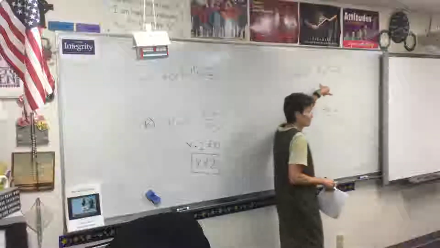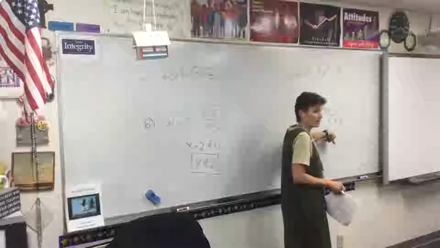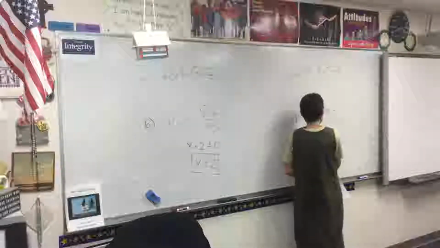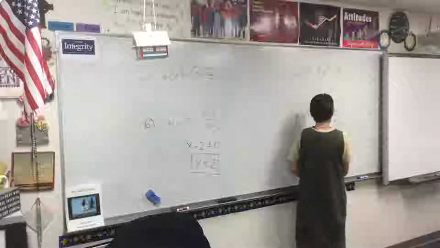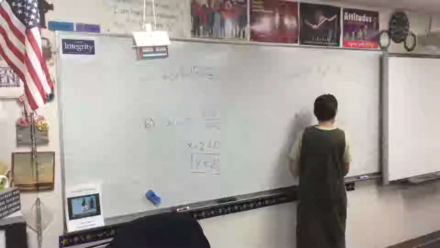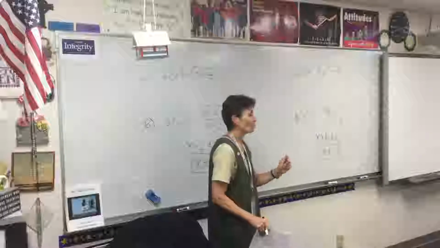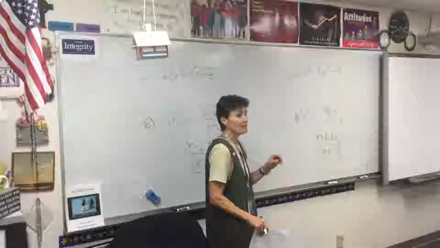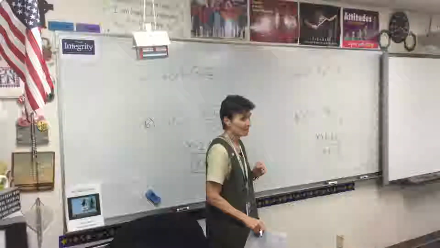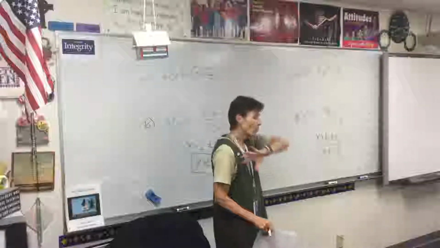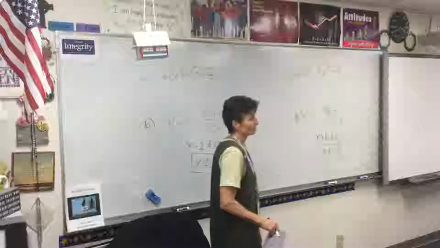Is there any denominator? No. Is there a denominator? Yes. So x plus 6 cannot be 0, which means x cannot be negative 6. So one of the domain rules is denominator cannot be 0. Okay? What's the other domain rule?